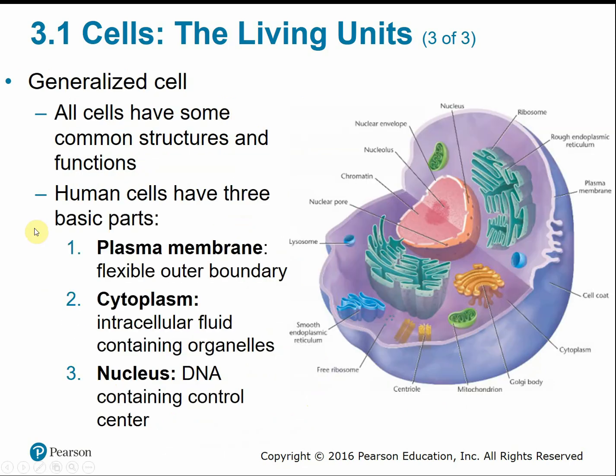So despite all of this variation and diversity in the human cells, they all have the same three basic components. So all cells will have a plasma membrane, which is just the flexible outer boundary of the cell, kind of like the skin of the cell. The cytoplasm, which is the fluid inside the cell that's going to contain all of the organelles and the cell parts. And then the nucleus, kind of in the core of the cell, that's going to contain the DNA. So this is the major control center of the cell.